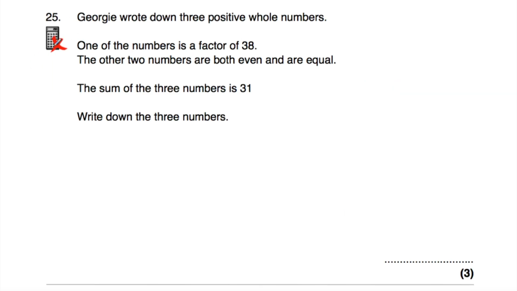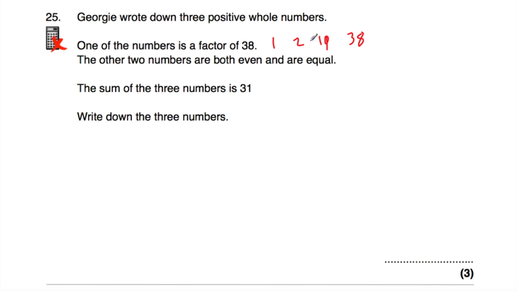Okay, let's look at our next question, question number 25. So question number 25 says Georgie wrote down 3 positive whole numbers. So you write down 3 positive whole numbers, and the first number is a factor of 38. So let's write down the factors of 38. So it'll be 1 and 38 and 2 and 19. So they're the factors of 38. So one of them is a factor of 38.